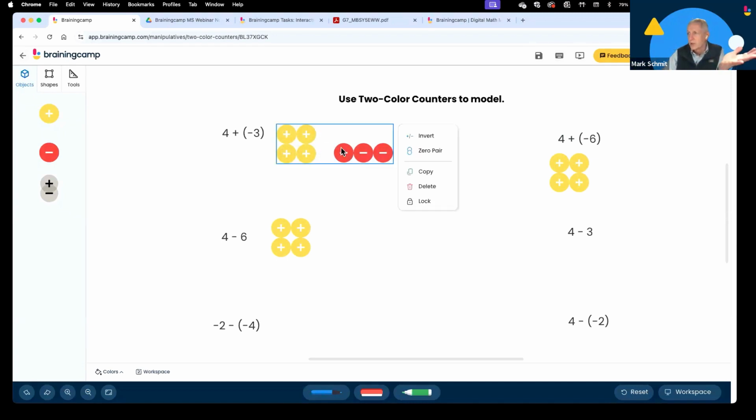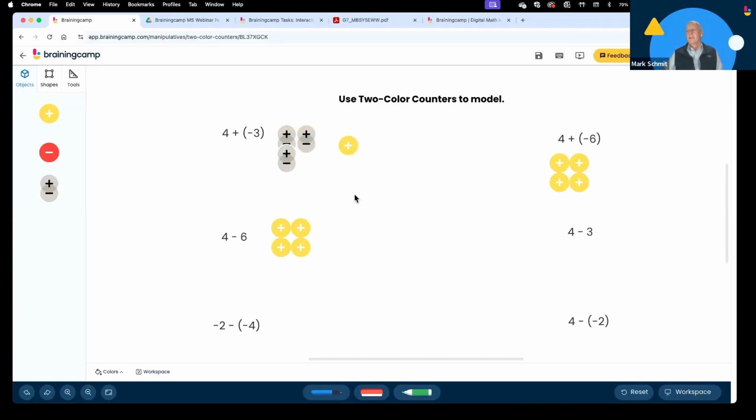Remember, one of those concepts when dealing with these models or dealing with integers is that idea of opposites. Now let me get this one out of here, and now I get a sum of +1. What about 4 minus 6? Now I look down here. Do I have 6 to take away? No, I don't. So I'm going to add those zero pairs.